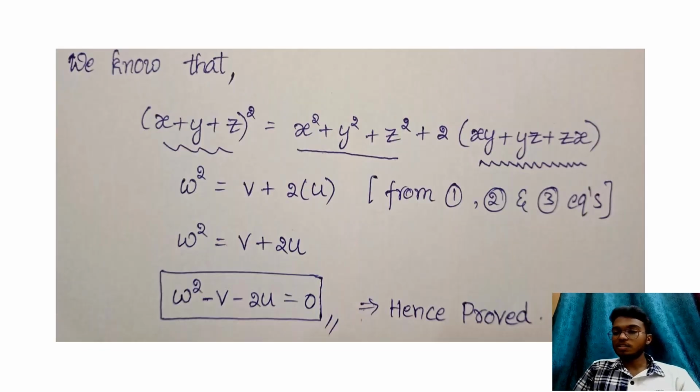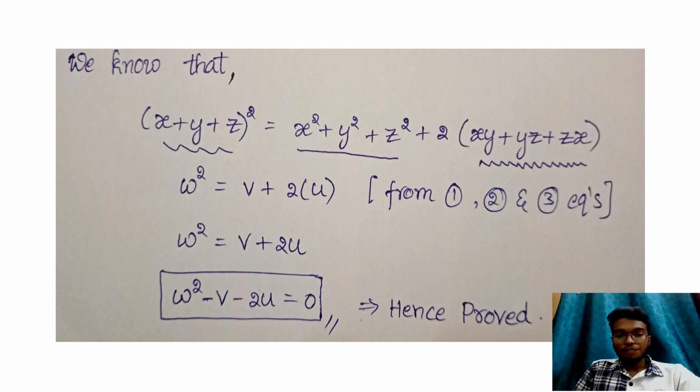And next, finally, they have asked us to prove the equation. For that, we take (x plus y plus z) whole square. What is (x plus y plus z) whole square? It is x square plus y square plus z square plus 2xy plus 2yz plus 2zx. Here we take 2 as common, and hence we write it as 2 into (xy plus yz plus zx). And x plus y plus z, according to the question, is w. So w square equals x square plus y square plus z square, which is v, also given in the second equation, and then 2 into (xy plus yz plus zx), which is given in the question as u. So here we have w square equals v plus 2u.